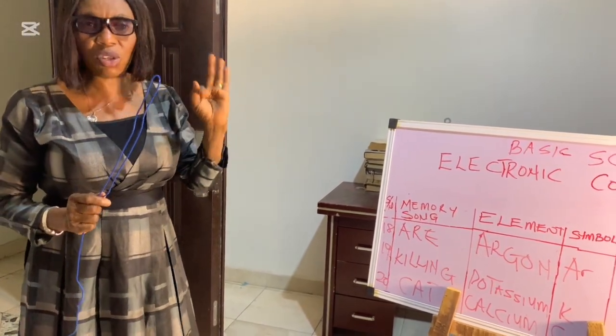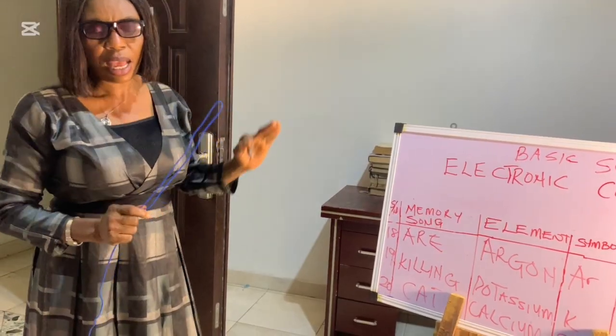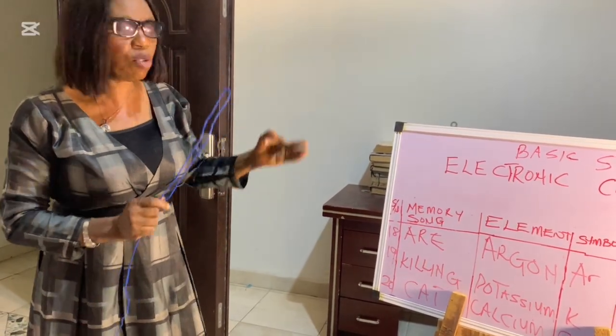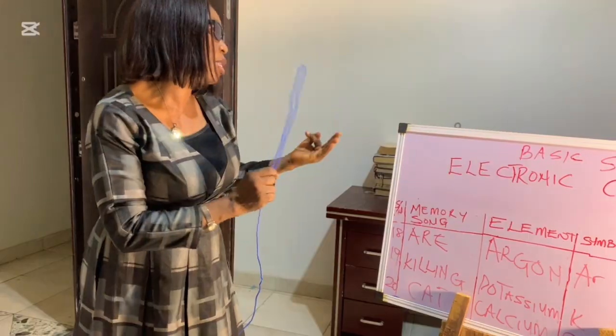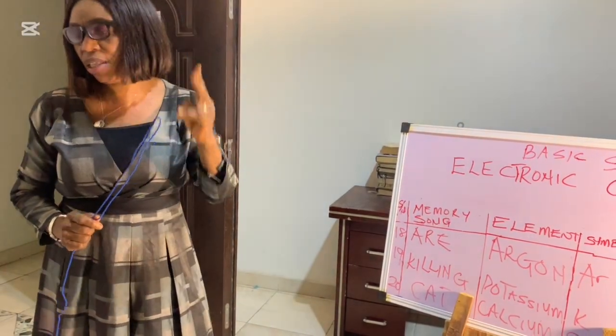20 words in the song, 20 elements, and then you just follow it serially like that, and be able to remember the way your elements are arranged in the periodic table, the first 20 elements.